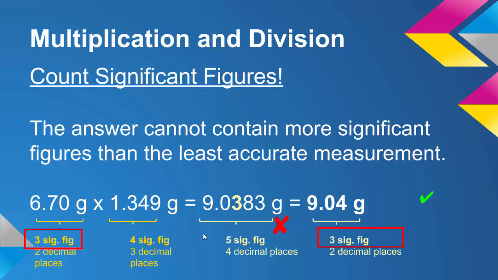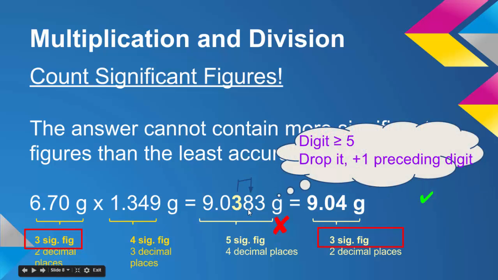Exactly. This is not possible. Again, our answer has to have 3 significant figures. And what we do here is we look for 3 significant figures and we have to see if we have to round it up or down. We check here, the 8 is greater than 5, so that means that we have to drop this and add 1 to our hundredths place. So we would get 9.04.